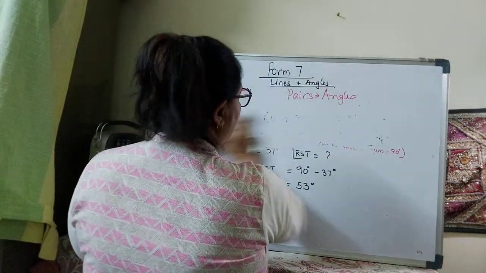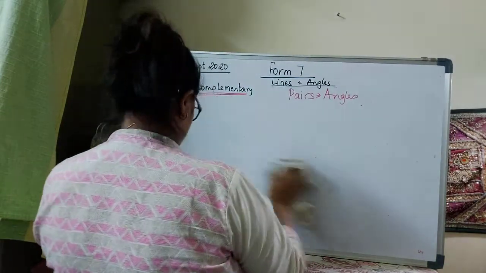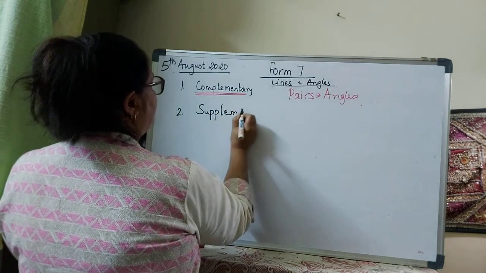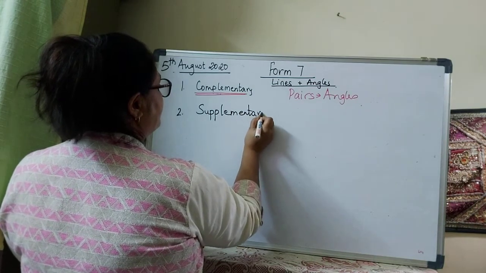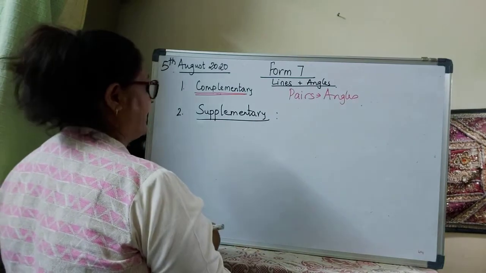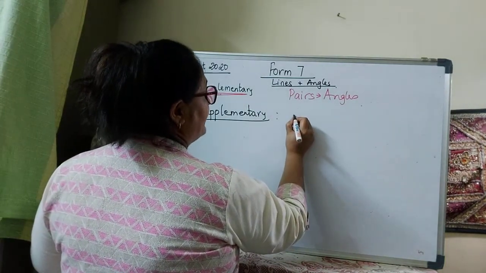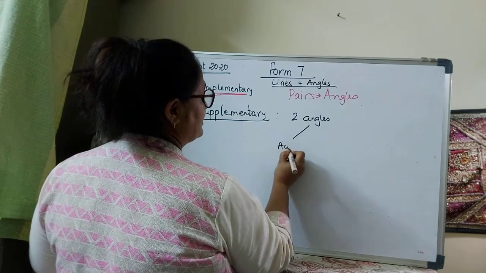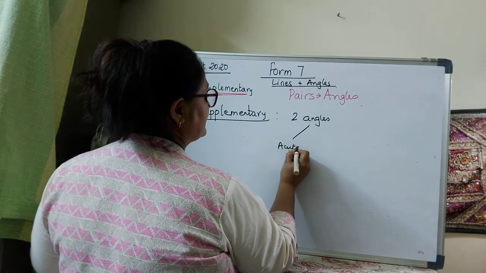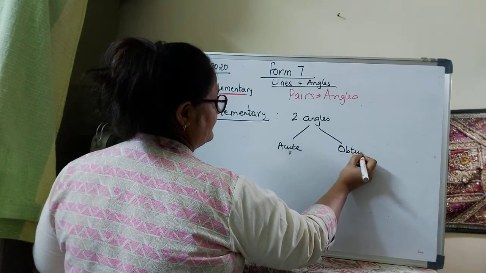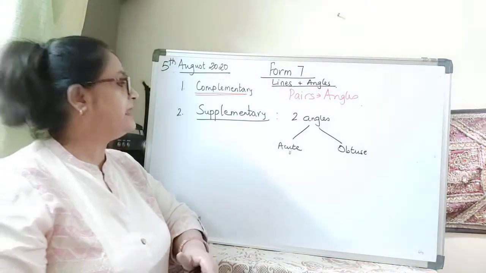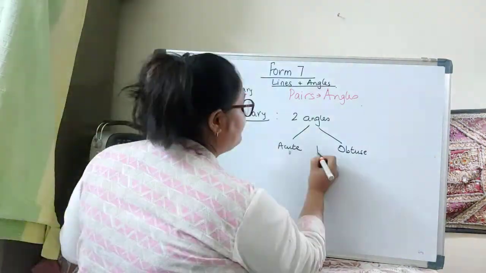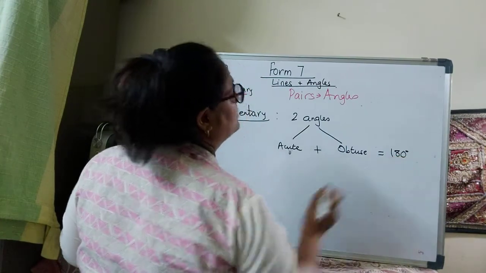Okay, right. Now very quickly on to the other type. Supplementary angles. Now supplementary angles are also a pair of angles, two angles. But what type of angles? Pair means two. One is acute and the other is obtuse. If one angle is acute and the other angle is obtuse, then they are known as supplementary angles if, when you add them, the total comes to 180 degrees.